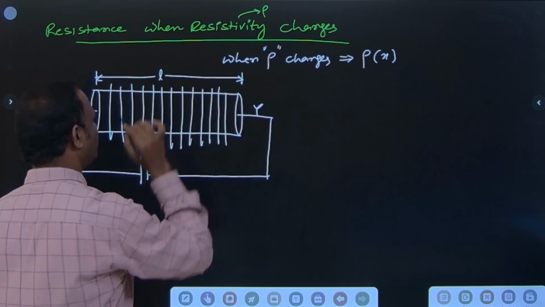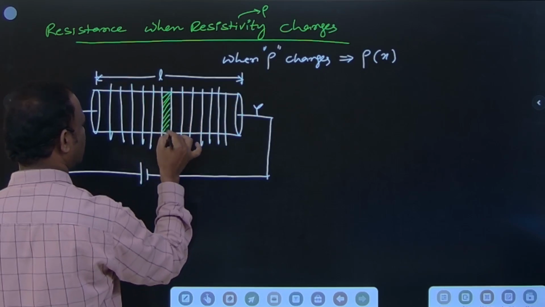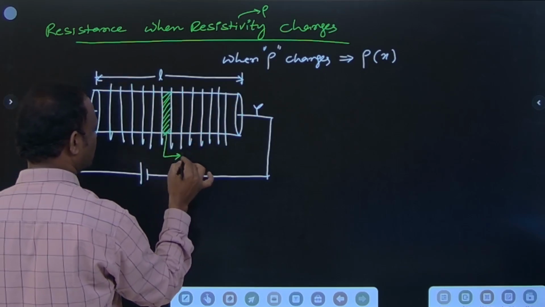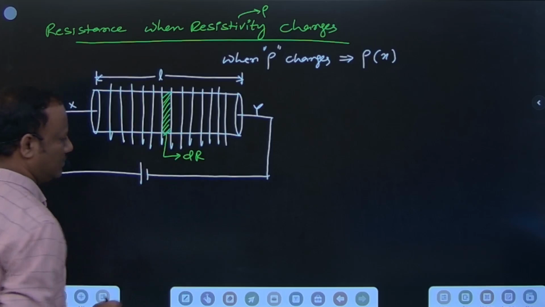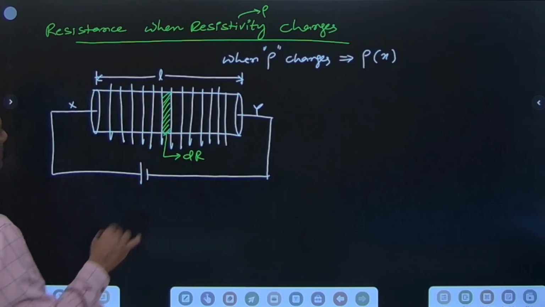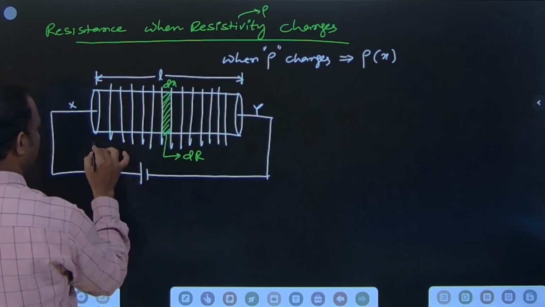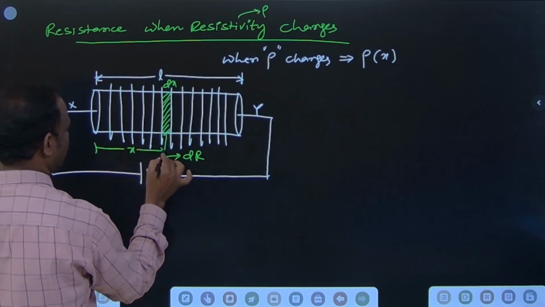When you divide into the infinitesimal length elements, any one from these you can talk about. This is the resistance dR. dR is the elemental resistance. This thickness, this length is dx. The length from here to here you can say is dx.